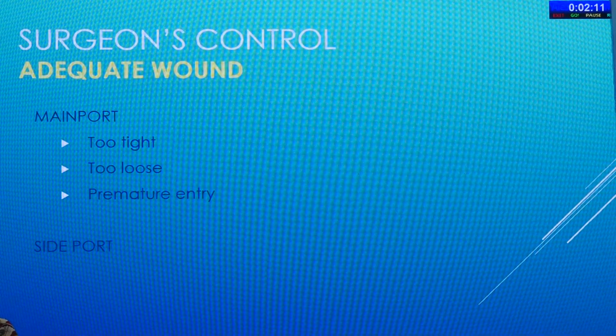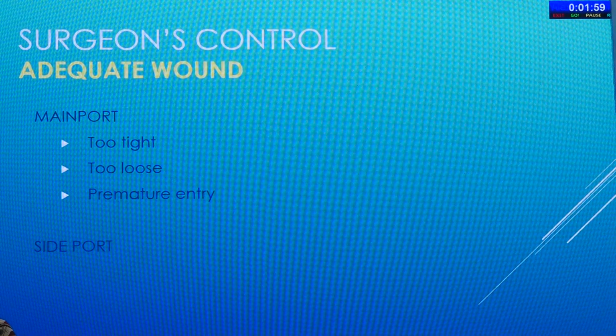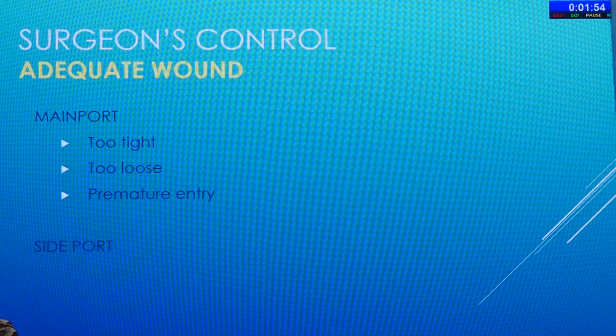Now the second thing to control the surge is to make a very good wound. Wound construction is of paramount importance in the beginning of the surgery, both main ports and side ports. The main port should not be too tight. What will a too tight main port do? It will restrict the amount of fluid, so it will restrict the good inflow of the fluid.